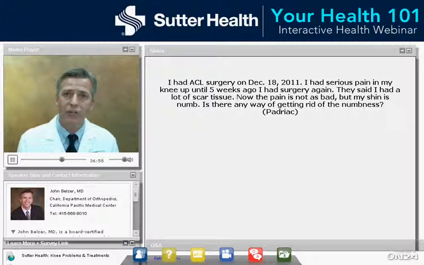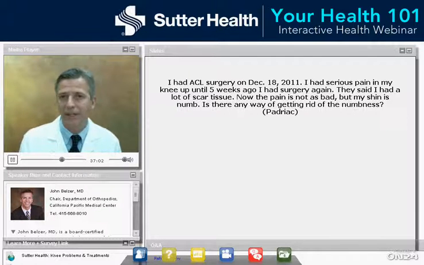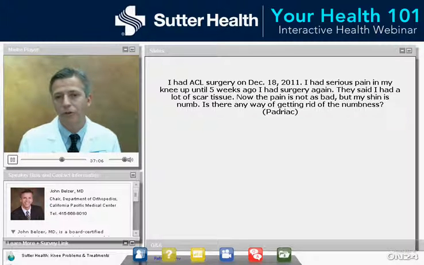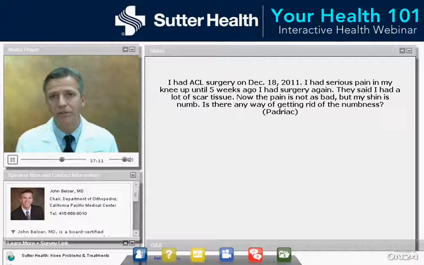On the other hand, if you've had this numbness ever since the scar tissue operation, which was done 5 weeks ago, there's still potential for that to get better, although the longer you are away from the surgery, the less likely it is to improve. Okay, next question.